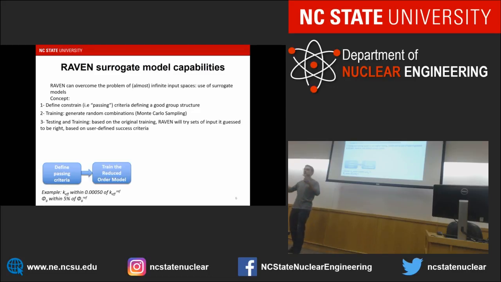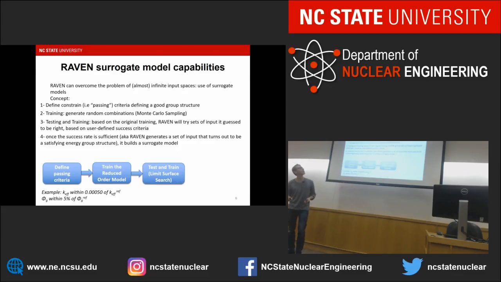Based on the data it already acquired, it's going to generate another random set of input, and try to guess, OK, is it going to be successful? Is it going to be a good energy structure? Or is it going to be a bad one? When Raven has a sufficient amount of successful guesses, it can build a surrogate model. So what is a surrogate model?